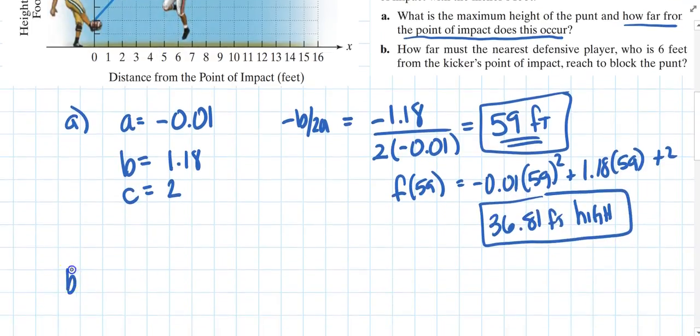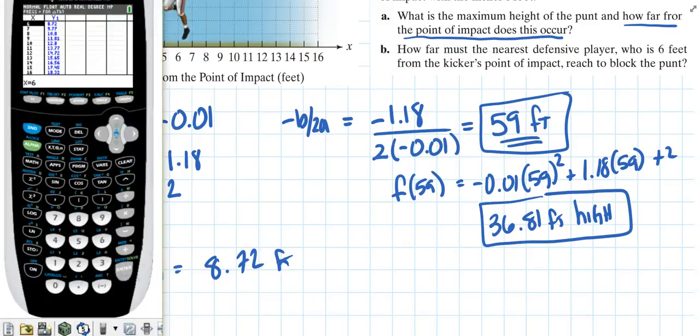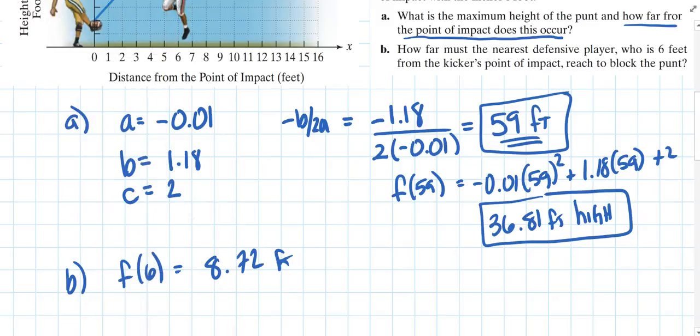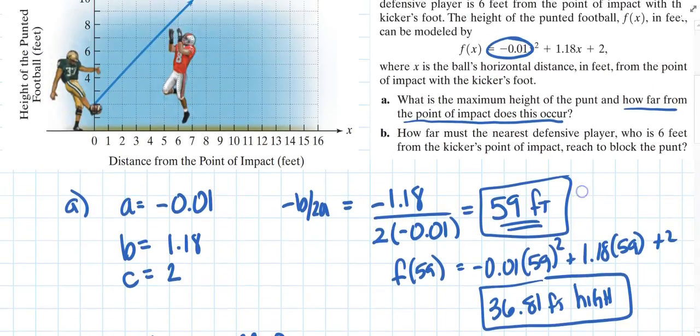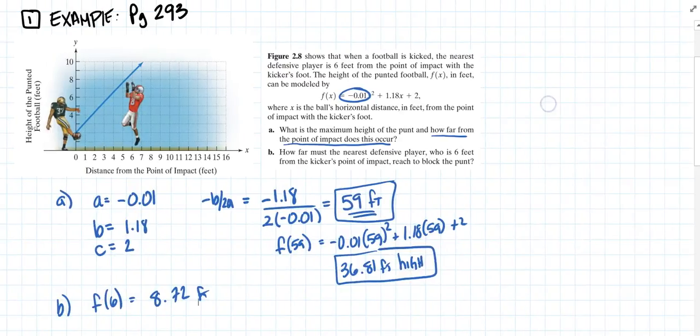So for part B, I would use the calculator and I would figure out f of 6, and the calculator needs to be approximately 8.72 feet tall. If I did that right, I have a bad memory. 8.72, yes, there you go. So that's how you answer part B, and these are the types of problems that you can expect to be able to analyze in class next time we meet.